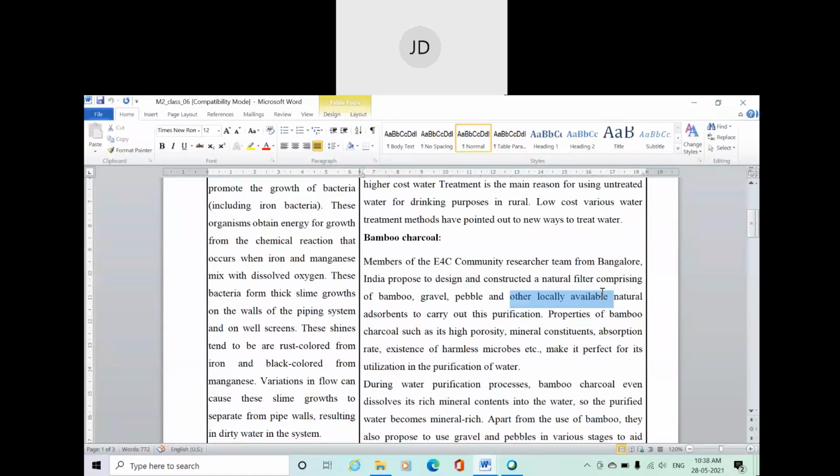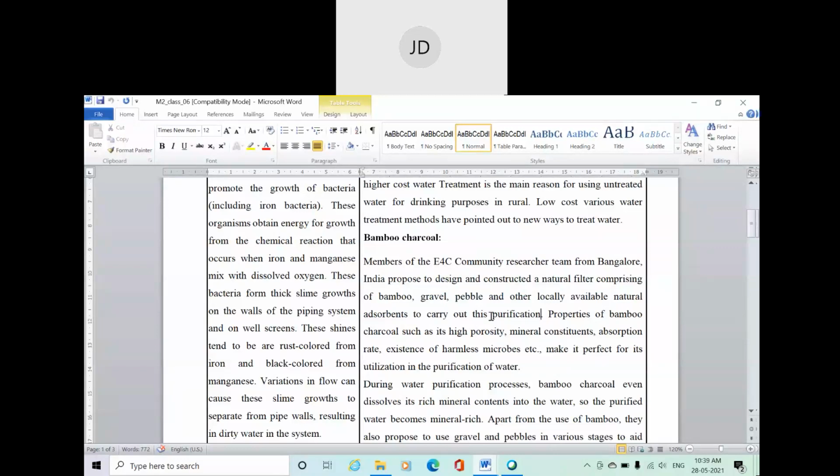In this part, you can also search for other locally available materials, or in the coming semester you can take up a research project investigating the effect of different locally available matter in purifying water. It's a kind of project. Anyway, you can use bamboo charcoal, gravel and pebble all together in different amounts and different layers, and that's how you can go for the disinfection process or filtering the water.